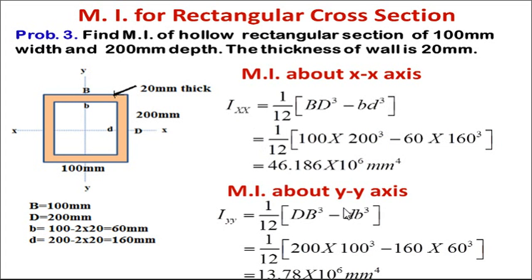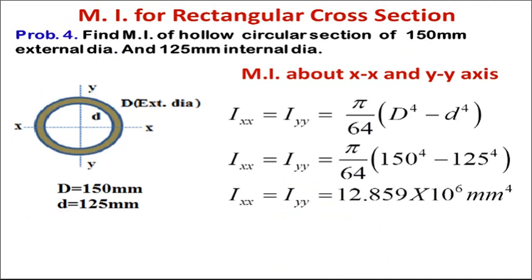Now MI about y axis. In the first case it was BD cube by 12, now it will be DB cube by 12. Find out that value, and it is 13.78 into 10 to power 6. That is MI about y axis. Now find out MI of hollow circular section. For a circular section, it is pi by 64 d raised to 4. For a hollow section, MI of external circle minus MI of internal circle, pi by 64 capital D raised to 4 minus small d raised to 4.